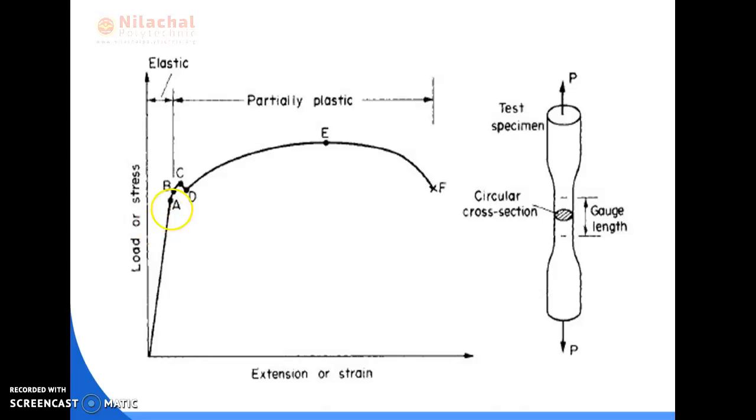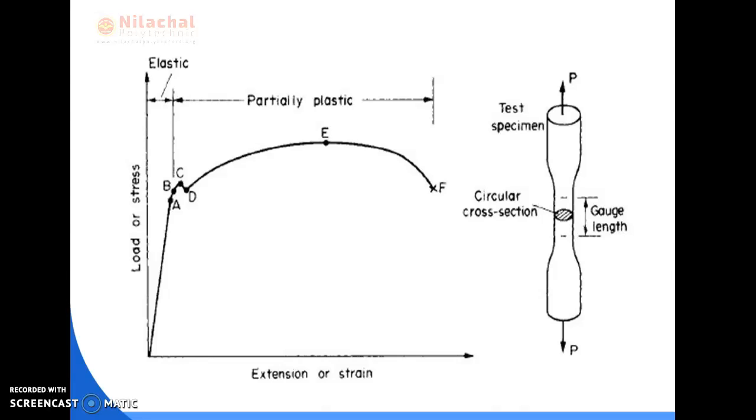Again, the load increases from D to point E. The curve is shown from D to E with the application of load upon the specimen. Point E is known as your maximum stress point or ultimate point, which means this is the point at which the maximum load can be applied upon the material without failure.